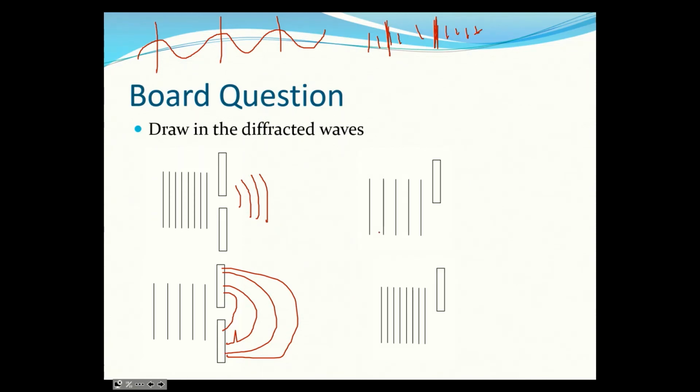Give this one a go. You don't need an opening. You can bend around a corner as well, like that sound shade that I showed you. So draw on what the diffracted waves would look like. Okay, pause the video. These are longer wavelengths, so they're going to diffract better and bend around that opening. This one isn't going to diffract as well. They're just going to go straight forward, and not bend around that corner.